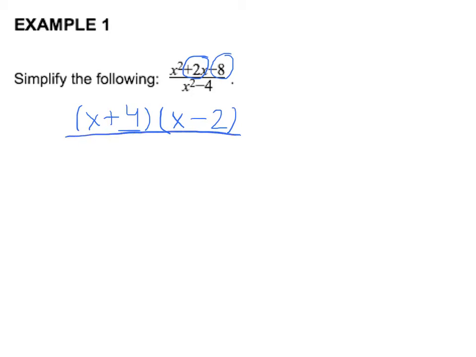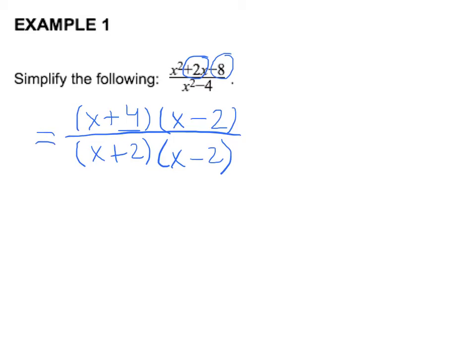Now moving on to our denominator, we actually have something that you may recognize as a difference of two squares. So x squared minus 4, we can rewrite that as x plus 2 times x minus 2. Now all we did is we rewrote our expression. So technically these two things are equivalent, so we can use the equal sign.